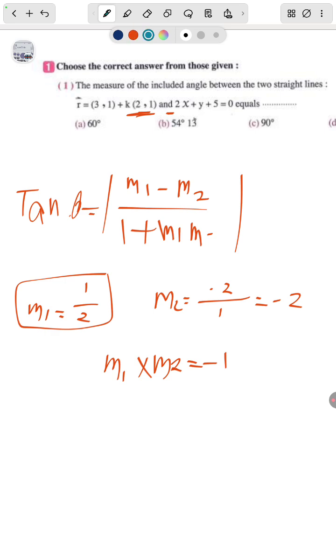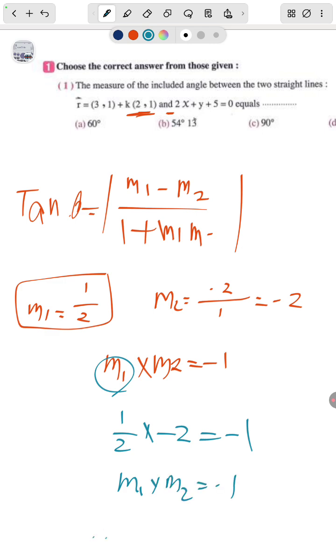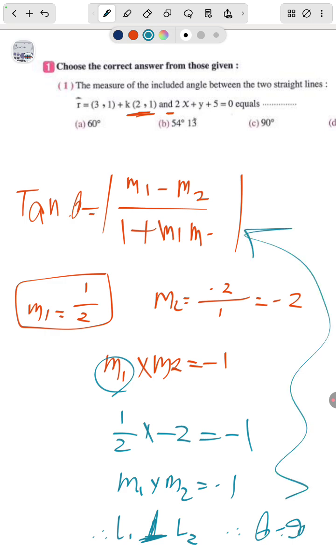So we can substitute m1 by half and m2 by negative 2. Half times negative 2 equals negative 1, so m1 times m2 equals negative 1, so L1 is perpendicular to L2, so the measure between the two lines will be equal to 90. Or we can substitute these numbers in this rule, and we find also theta equals 90.